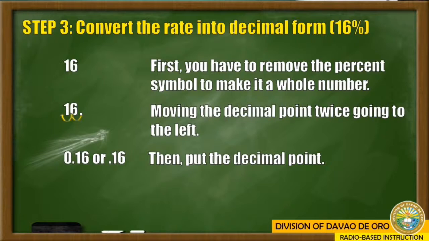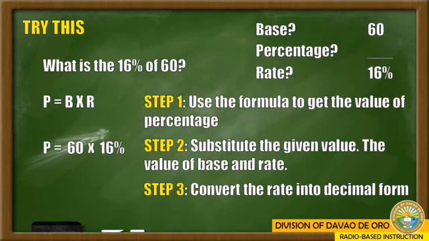0.16. Understand? Understood? Good job. So our decimal form is 0.16 and it happened like this. Percentage is equal to 60 times 0.16. Very good.